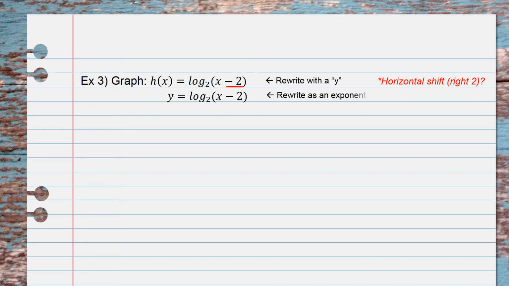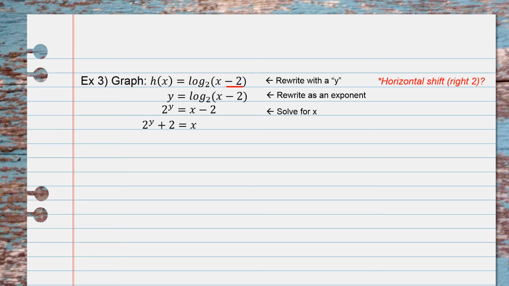So now we're ready to rewrite it as an exponent. The base 2 now becomes 2 raised to the y power equals x minus 2. From here, we need to solve for x. So in order to get x by itself, we must add 2 to both sides. And so now we have 2 raised to the power of y, plus 2, equals x.